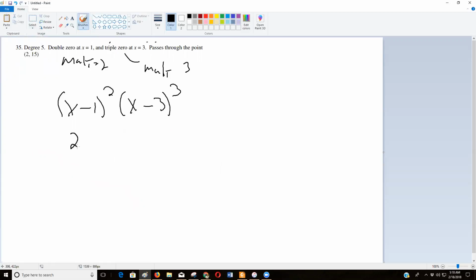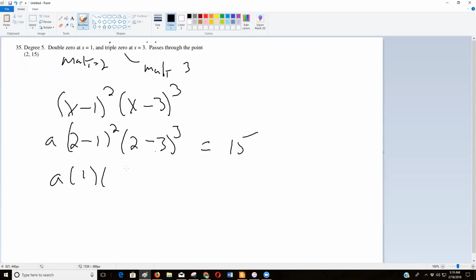So what's different about this one is they aren't telling us the vertical intercept. They're just telling us a point on the graph, 2, 15. So instead of 0 in for x, we're substituting in the 2. There's an a here, and we want to see is this equal to 15. So that's going to be a times, well, 1 squared is 1, and negative 1 cubed is negative 1. And that's obviously not 15. So it looks like negative a equals 15. A must be negative 15. So that's what we're going to stick in front of this function. And that should be the equation.